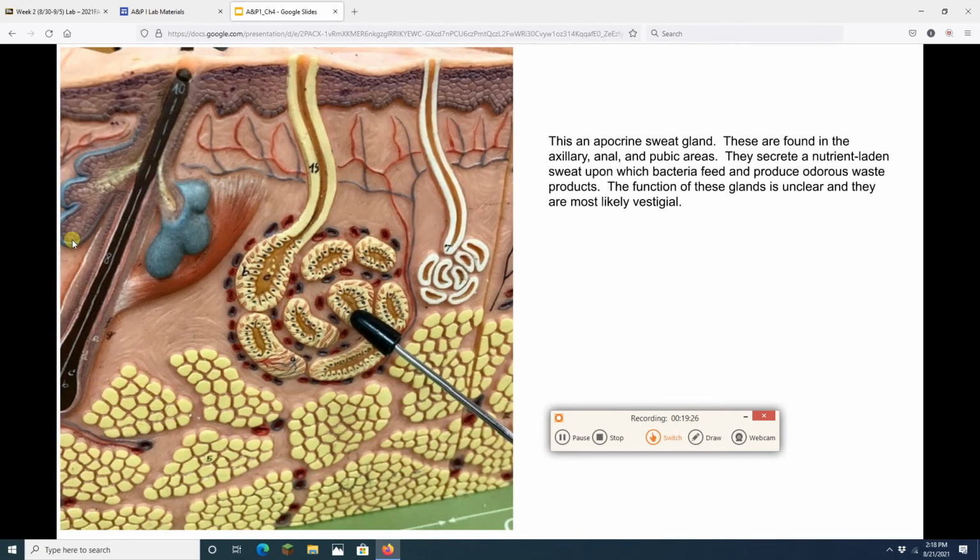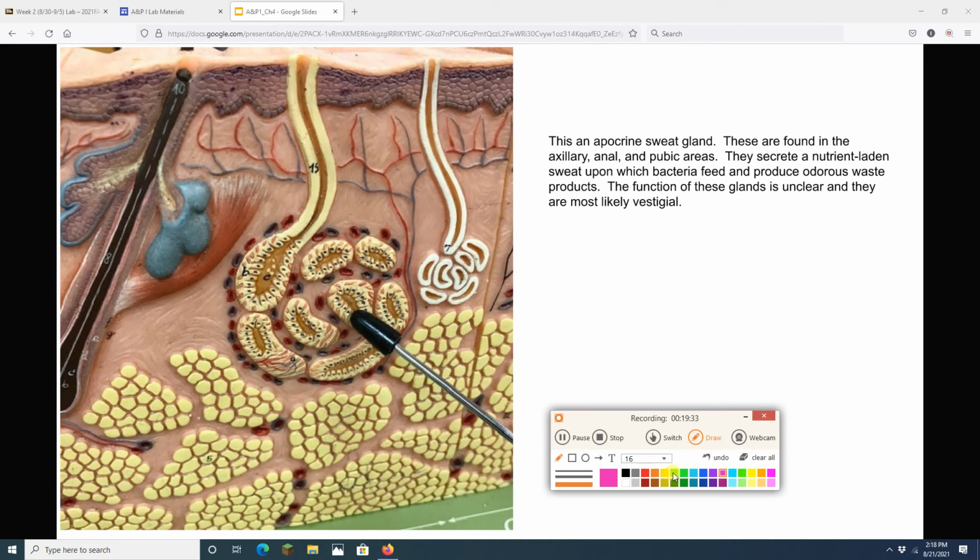Let's see. All right, I mentioned a moment ago there are two types of sweat glands. A moment ago we were looking at merocrine sweat glands. This big yellow ball with the yellow duct leading to a pore is called an apocrine sweat gland. Now, while merocrines are found all over your body, apocrines are not. They're found in the armpits, better known as the axillary regions. They're found around the anus, so the anal region, and also in the pubic areas.